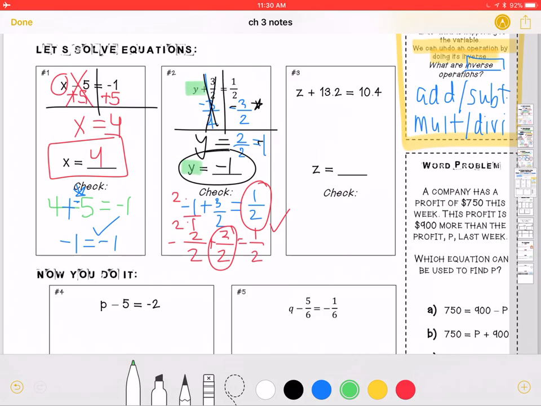So in order to get rid of that, or to undo it, I'm going to do the opposite. I'm going to subtract 13.2. Whatever I do to one side, I have to do to the other. Guys, as soon as you do that opposite, this should always cancel. It's not even a question. So exit out so you don't get yourself confused, and then bring down your variable. Maybe put your equal sign. And now the only thing left is to actually do that math on the right side.